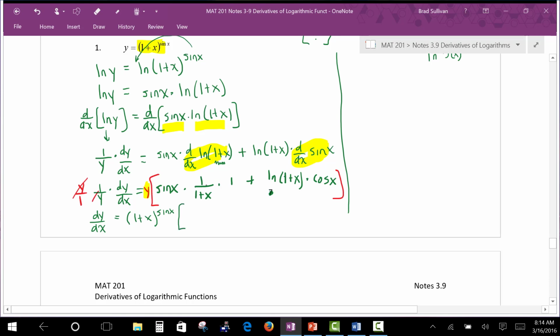Okay, and then on this you can clean this up a little bit. You could write the sine x over 1 plus x, like that. And then this one, you can write it this way. It doesn't matter how you write this. I'm going to just write this as cosine x times ln of 1 plus x, and that should be a good answer to the problem right there. Okay? All right? Now let's do a second derivative, then a third. No, I'm just kidding.